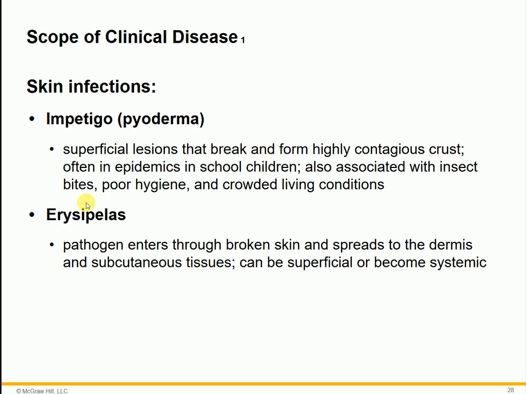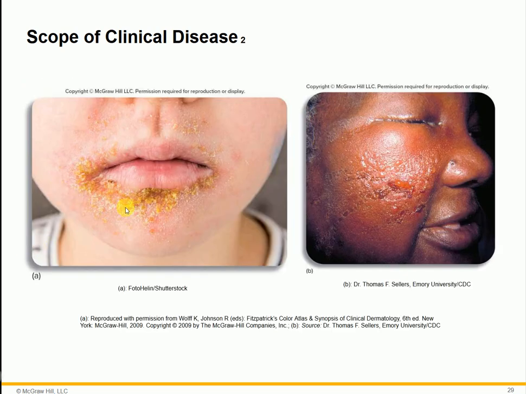Another skin infection is called erysipelas, where the pathogen enters through any broken skin and it spreads to the underlying dermis and to the underlying subcutaneous tissue. So I want to show you pictures of both of these. Here, this is an image of impetigo, and you can see all of the crusting that is happening because of the infection. This right here is an image of erysipelas, where you can see that there is destruction of the dermis and the underlying subcutaneous tissue.